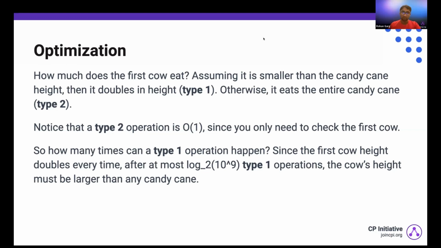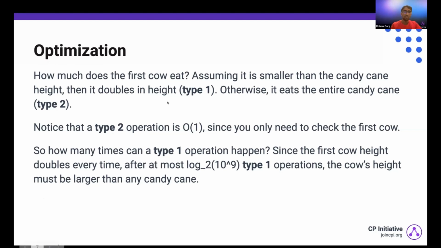The reason this works is that a type 1 operation can't happen a lot of times. The way we would rigorize this is that every time a type 1 operation happens, the first cow's height gets doubled. So eventually the first cow's height is going to be greater than 10 to the power of 9 if there are a lot of type 1 operations. And once it's greater than 10 to the power of 9, since each candy cane height is less than 10 to the power of 9, we know it must be type 2.